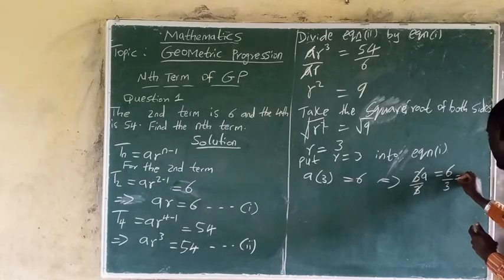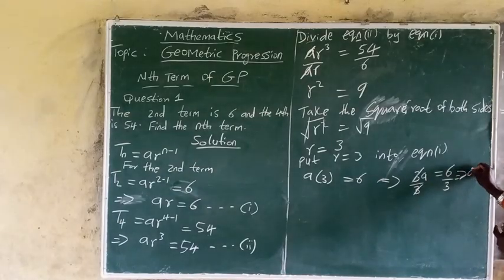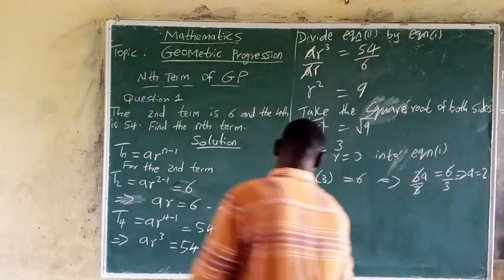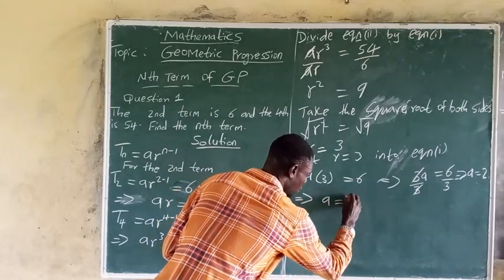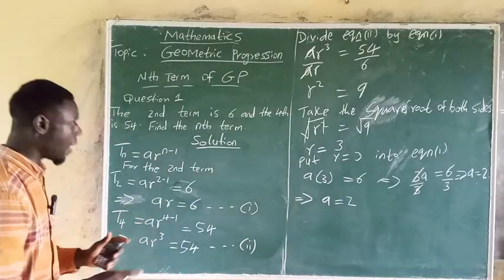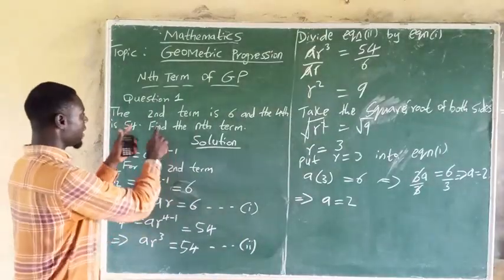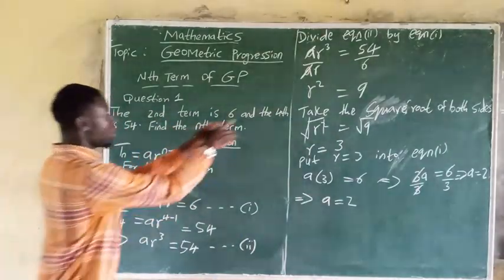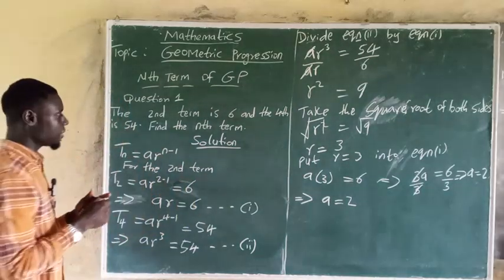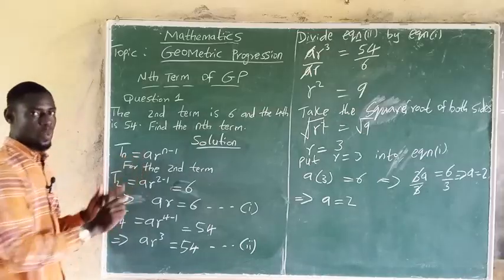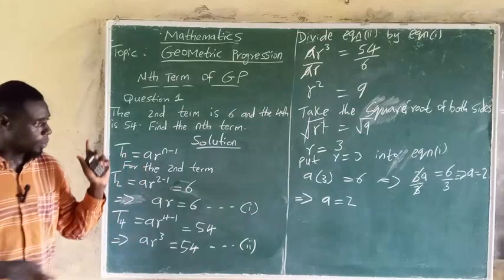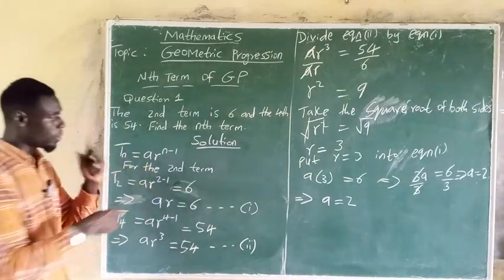And this implies that a is equal to 2. Now, we have ended up solving: the second term is 6, the fourth term is 54, and from our formula, we have found our a to be 2 and our r to be 3.